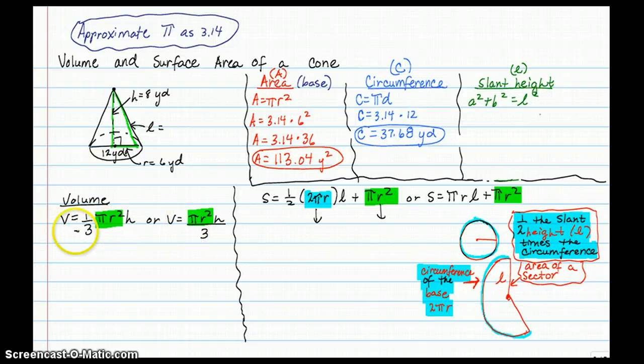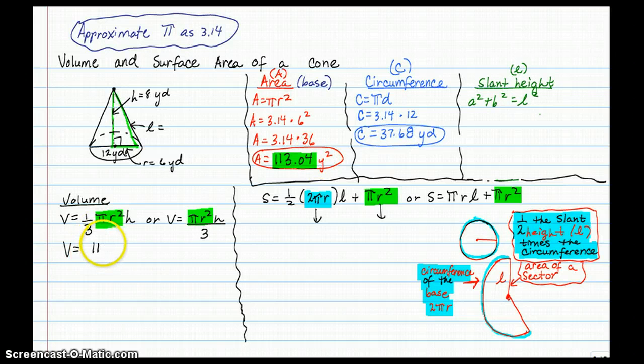Okay, so I prefer this one. V equals 1/3 pi r squared h is what they give you. I prefer V equals pi r squared h divided by 3. So I'm going to use that one. So V equals pi being 3.14. Our radius is 6. Actually, we already have pi r squared, so that's right here. Pi r squared is 113. So let's back this up. We already have pi r squared, and that's it right here, 113.04.